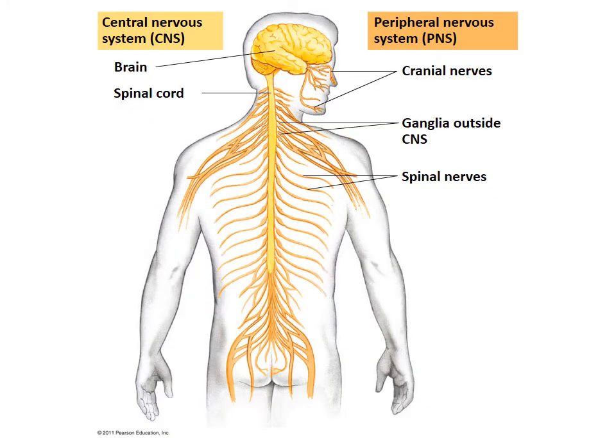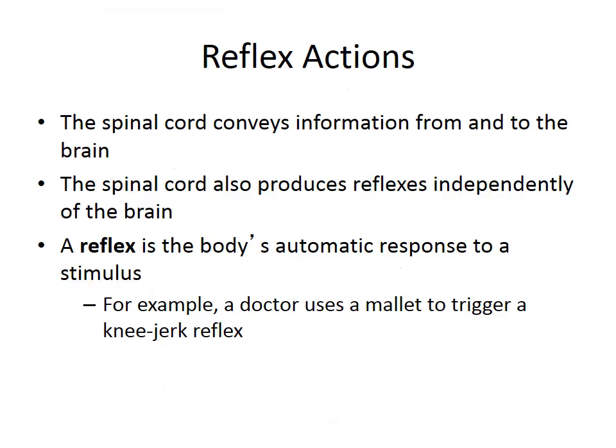Here's the central nervous system, and you see a really enlarged brain. You see a spinal cord, which ends kind of over here. And then you see the PNS, which are all these nerves that are outside the CNS. So the spinal cord can actually think on its own, and it doesn't necessarily have to send all its information to the brain. Spinal cord conveys information from and to the brain, but the spinal cord also produces reflexes independently of the brain. A reflex is the body's automatic response to a stimulus.